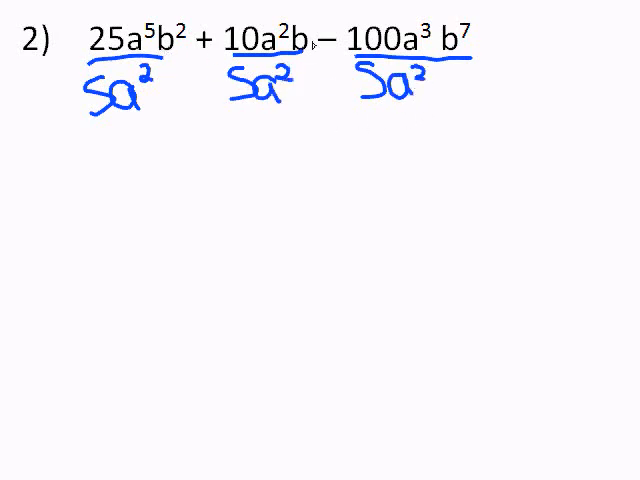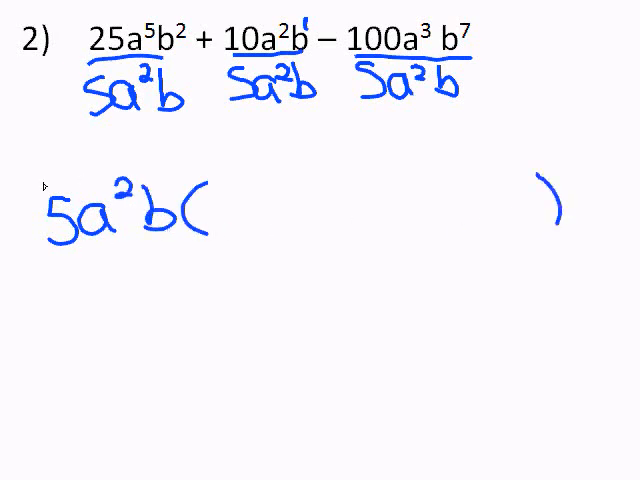Then we look at b squared, b, and b to the seventh. They all have at least b in common, b being the lowest exponent, b to the first. So what we're going to do is factor out a 5a squared b. That goes outside of our parentheses. Inside of the parentheses gets the result of factoring out the 5a squared b.